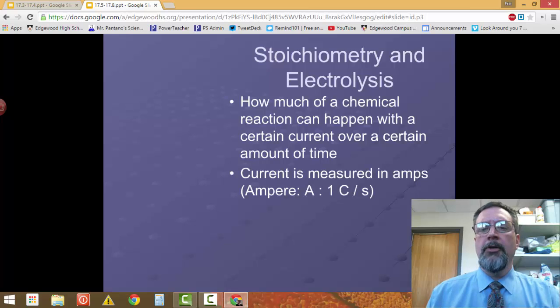Current is measured in amperes, amps. And an amp is a coulomb per second. Remember, coulomb is charge. So charge per second, it's kind of like rates.